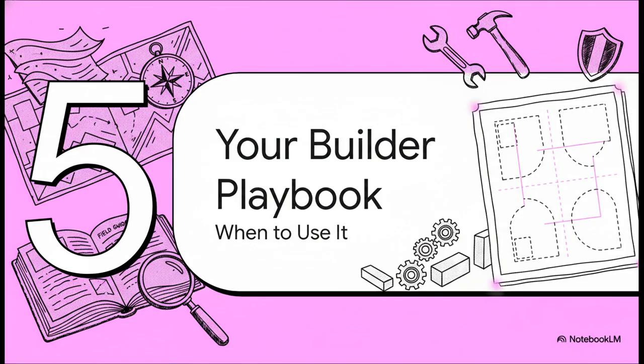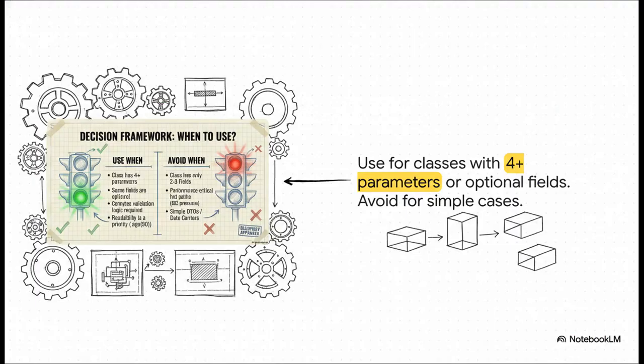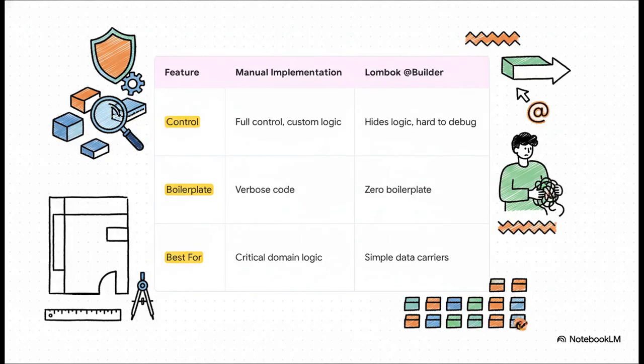Let's get practical and whip out the playbook. Here's a really good rule of thumb. If your class is getting complex, say it has 4 or more parameters, especially if some are optional or you need to do some validation, the builder is your best friend. But for a simple little class with just 2 or 3 required fields, a regular constructor is probably just fine. Don't over-engineer it.